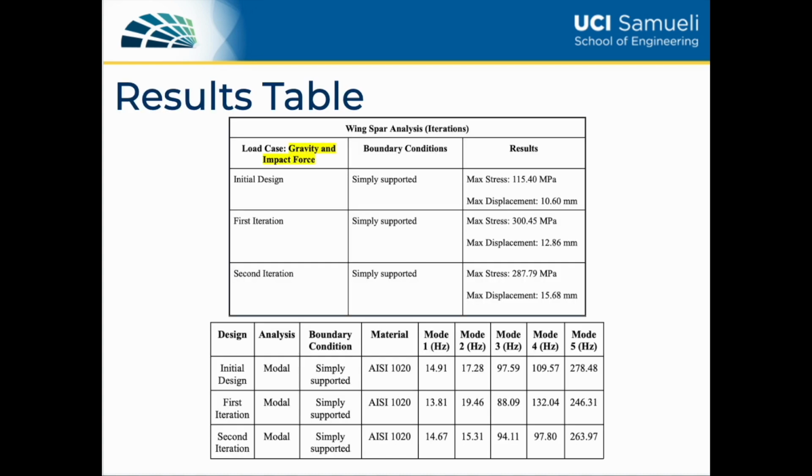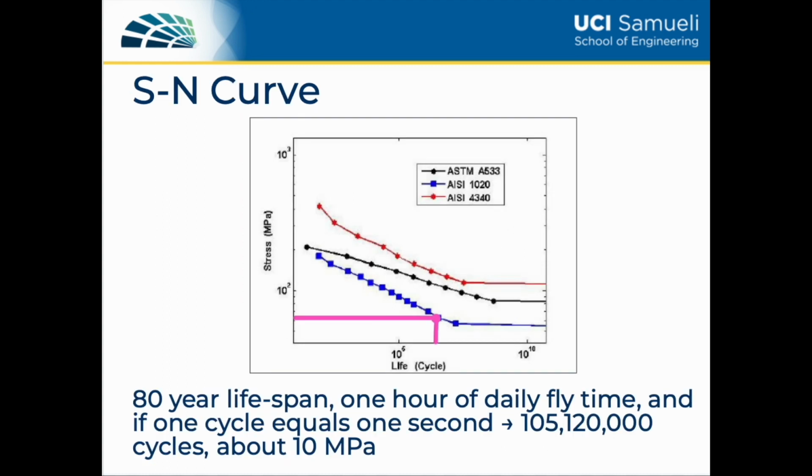The results tables show the difference between maximum stress and displacement for the 3 different designs as well as the modal studies. The initial design with the round-shaped spar had the lowest max stress and displacement. The SN curve shows that this type of steel has an 80-year lifespan. When this part is used 1 hour a day and 1 cycle equals 1 second, it will endure about 105,120,000 cycles at around 10 megapascals.